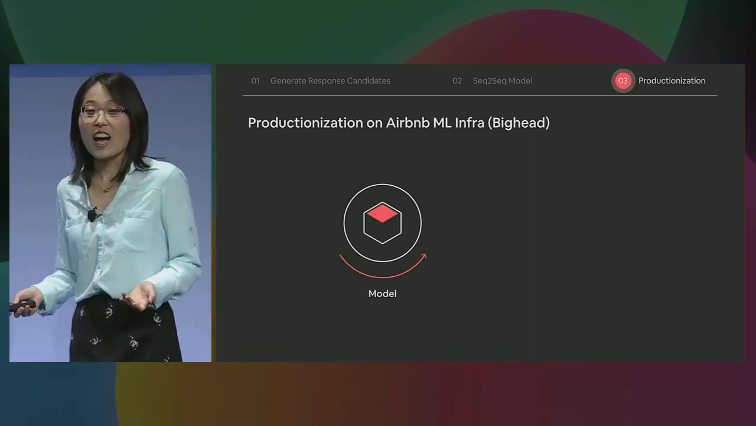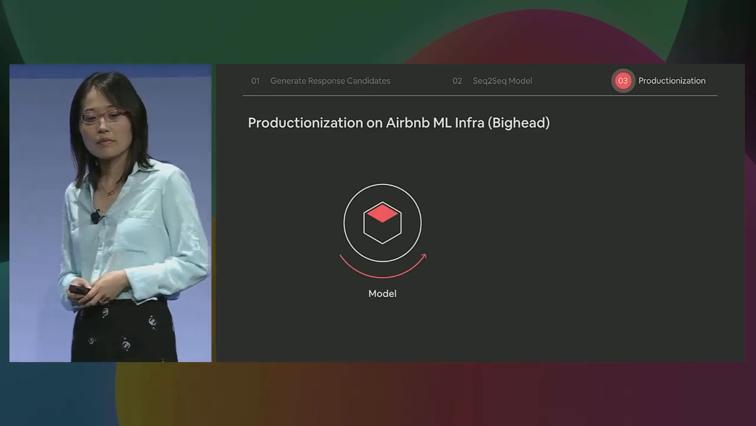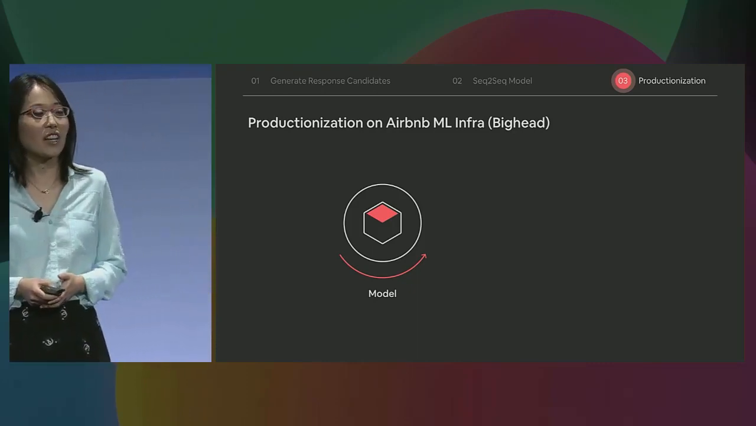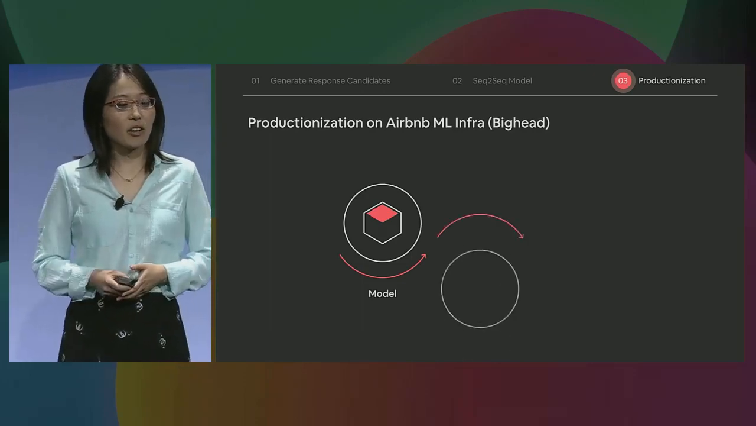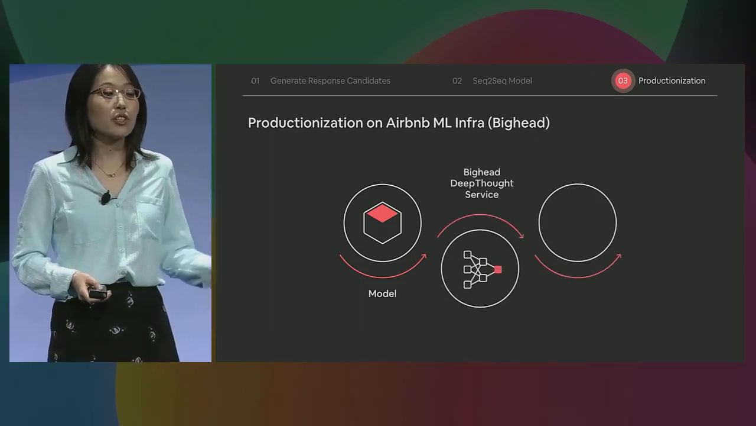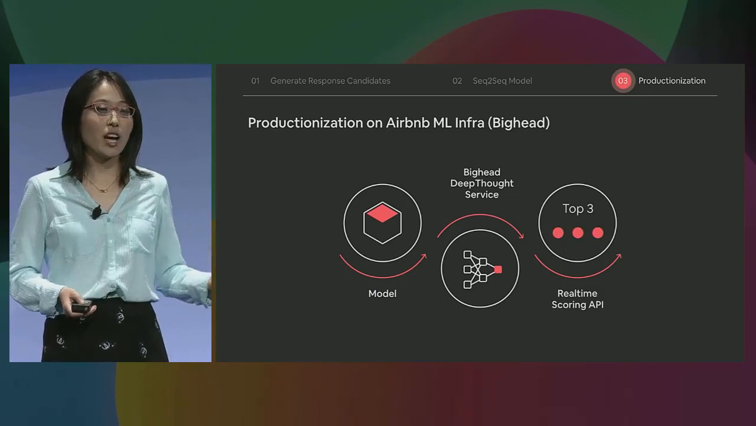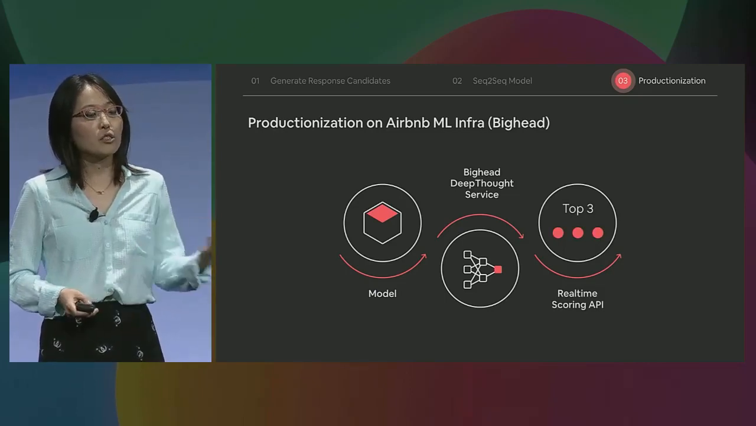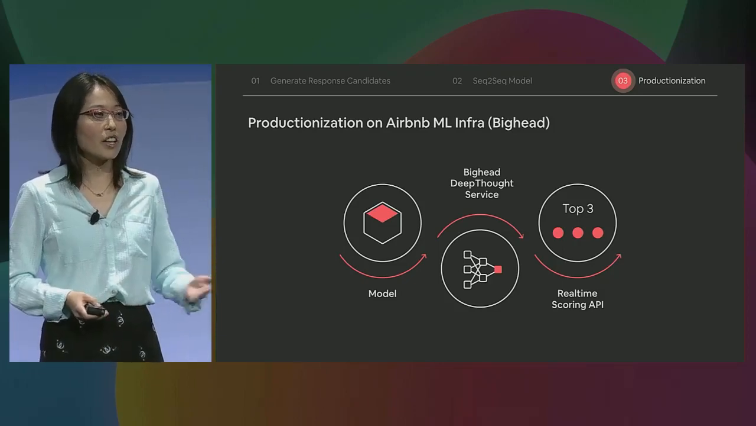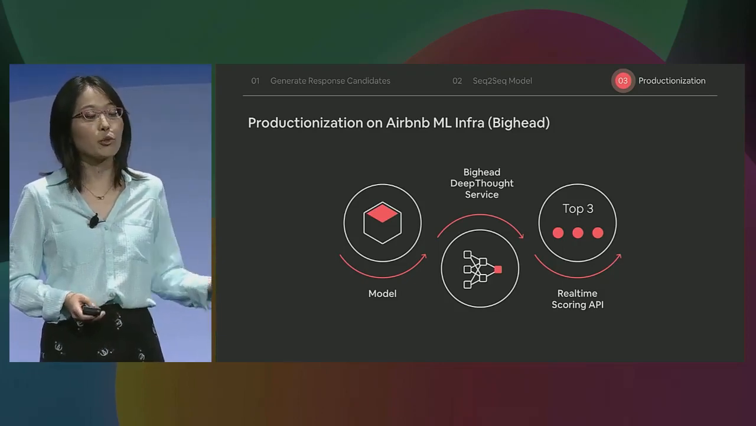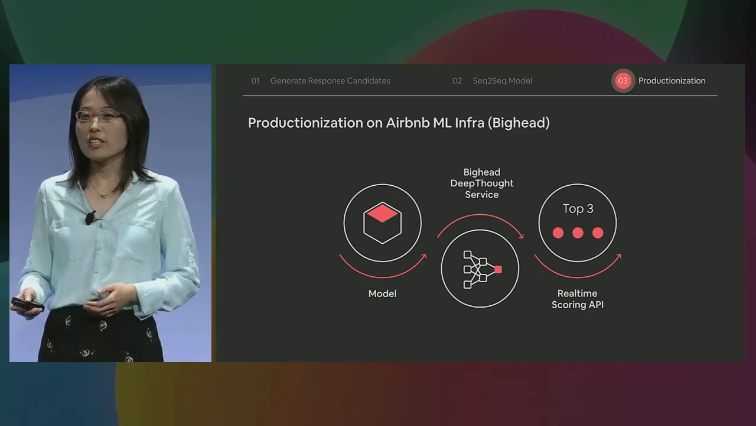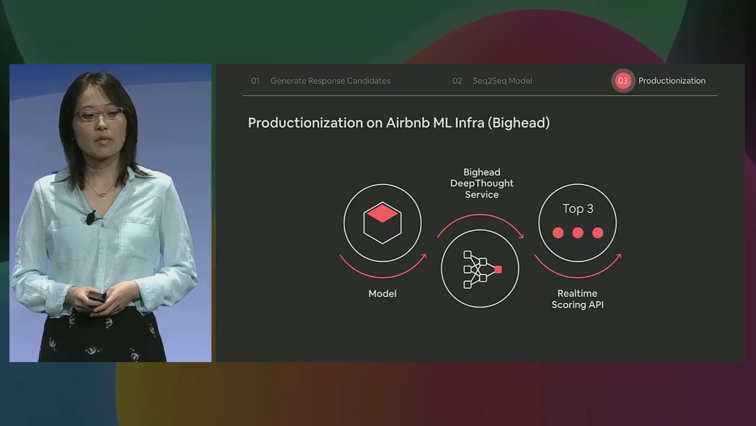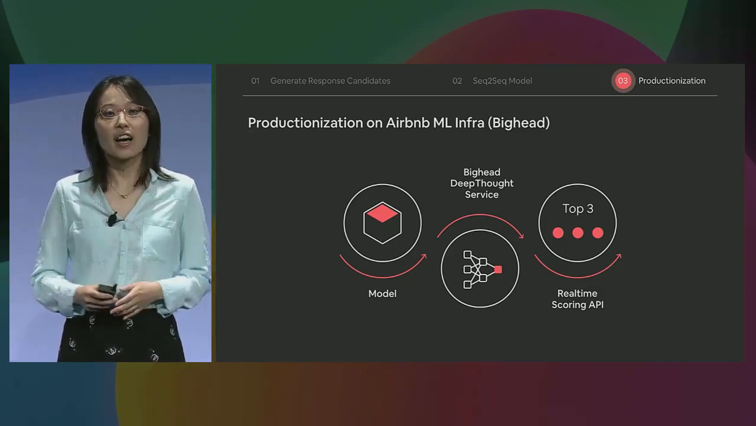The last stage is to productionize it. Airbnb's machine learning infrastructure, Bighead, provides a service called Deep Thought. Deep Thought will deserialize the model and turn it into a real-time scoring API. When a customer sends a message, this message goes to this API to get recommendations back in real time. These recommendations will appear on the agent tool for the agent to use. And we are open sourcing the Bighead framework.